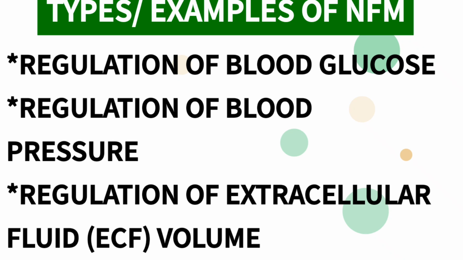The second point is the regulation of blood pressure. When the blood pressure is low, the cardiovascular center in the medulla stimulates the heart to increase cardiac output so as to increase the blood pressure and return it back to normal. Also, when the blood pressure is high, the cardiovascular center in the medulla reduces stimulating impulses to the heart to reduce cardiac output so as to reduce the blood pressure back to normal. And so it works in a negative feedback mechanism.